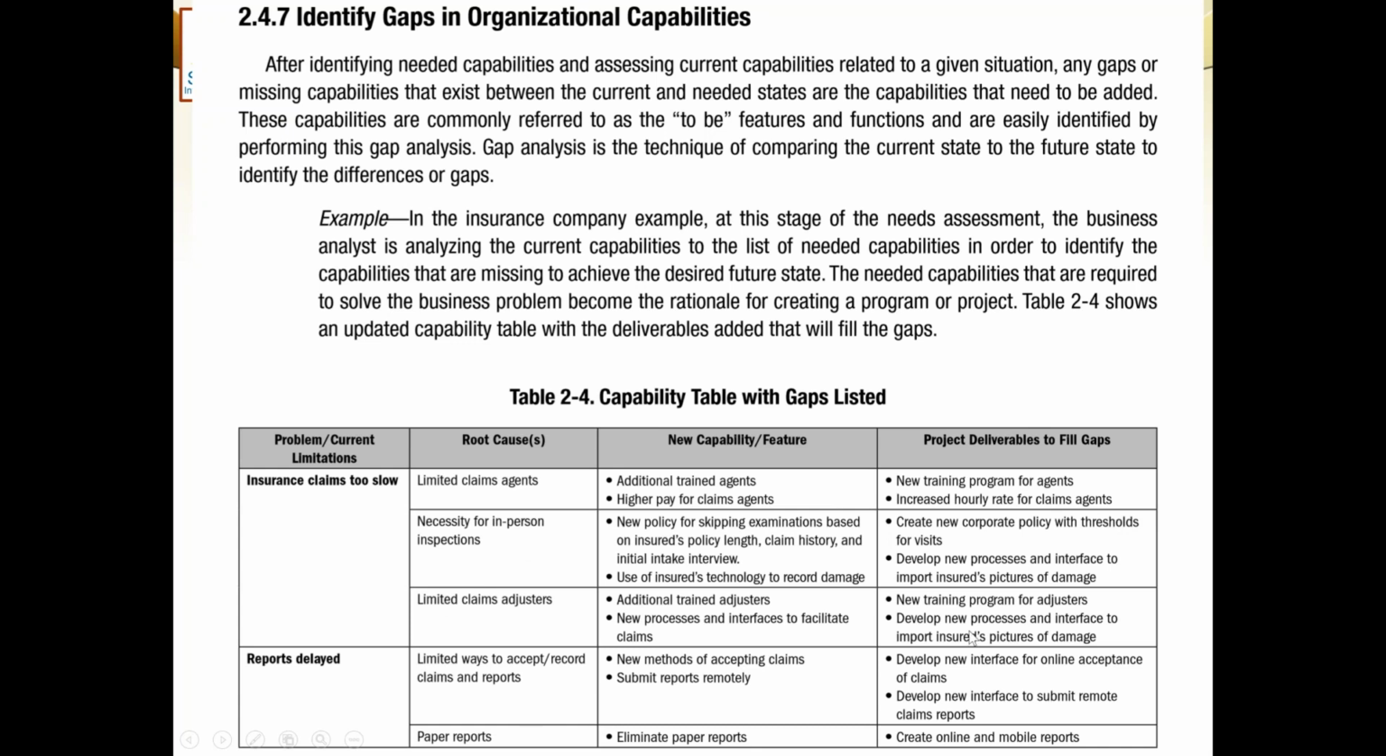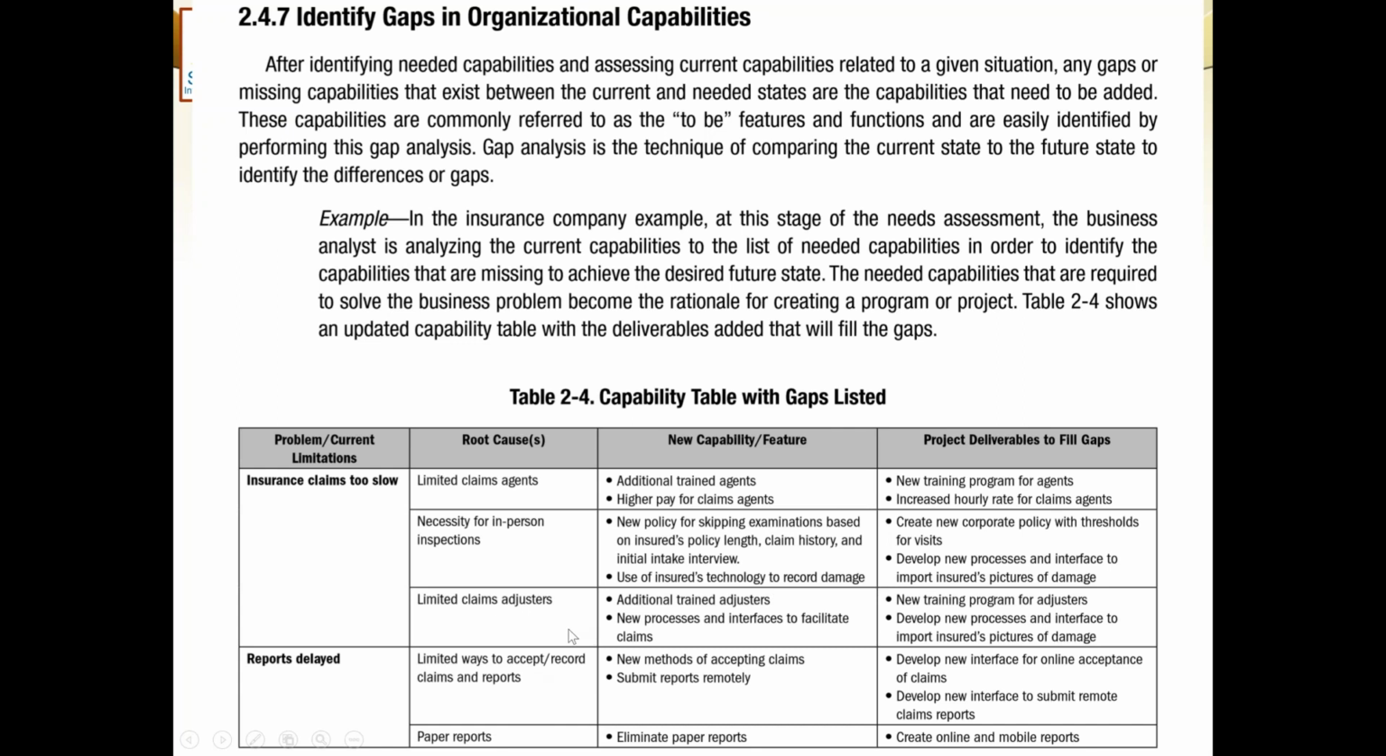Necessary for in-person inspection, we said new policies are to be devised. So create a new corporate policy with a threshold for visits. And we said use of insured technology to record damage. Develop new processes and interfaces to import insured pictures of damage.